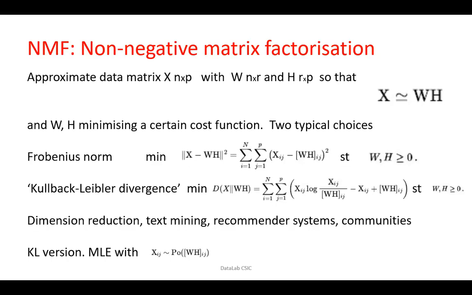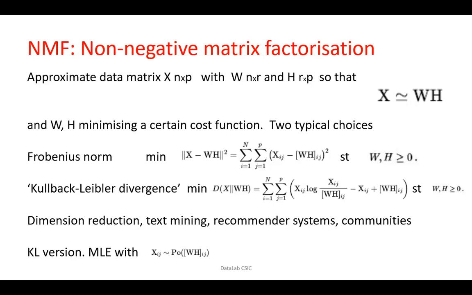And the idea is that we want this product to be quite close to X in a sense, so we can use various distances. The two typical ones are the quadratic distance, which in the case of matrices is called the Frobenius norm, and another one which will appear repeatedly in machine learning, some kind of divergence. In this case, it's the Kullback-Leibler divergence, a measure of the difference of information between two probability distributions. It appears in many domains.